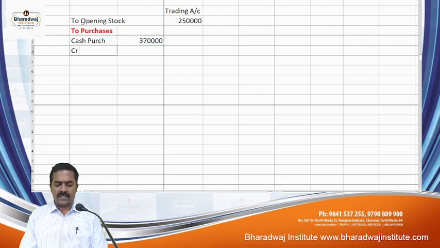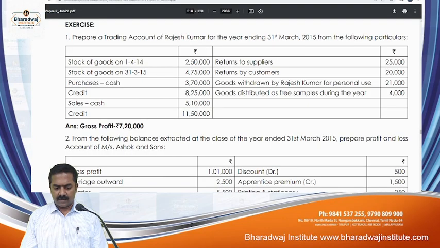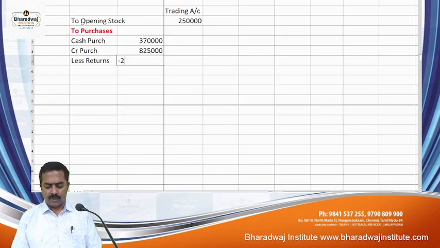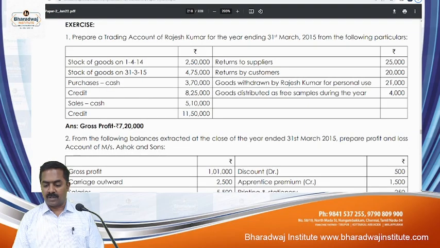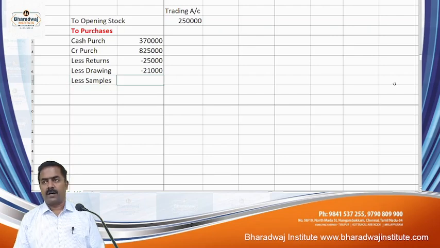3,70,000. Credit purchase? 8,25,000. Less returns. Purchase returns. Yes. Return to suppliers. 25,000. Less drawings. Goods taken by proprietor for personal use. 21,000. Not only that. Samples. That is part of advertisement expenses. How much?